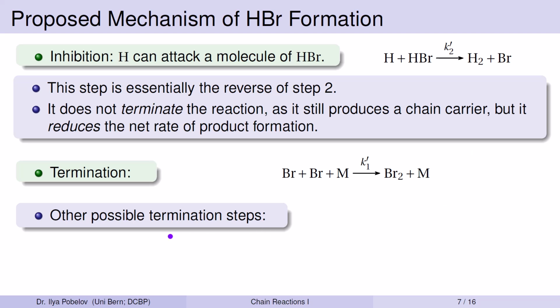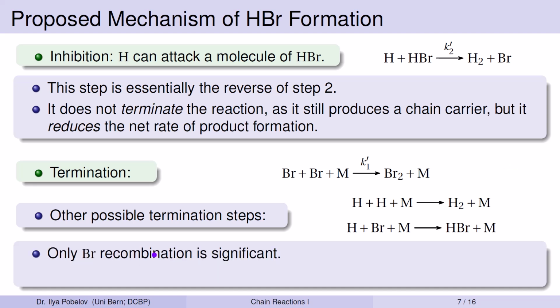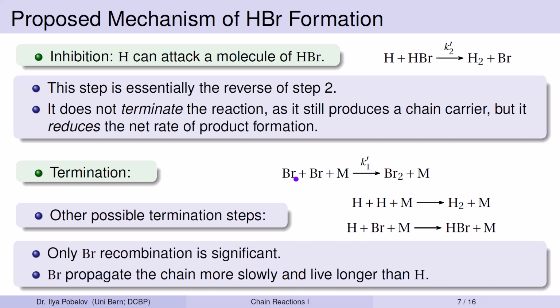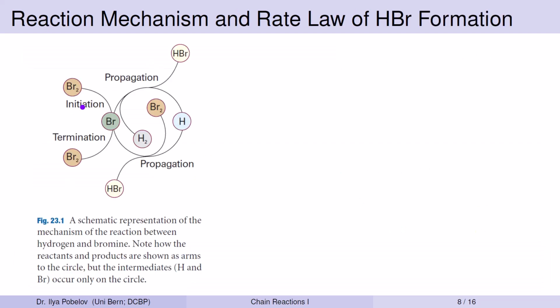Other possible termination steps include the recombination of hydrogen radicals to form a hydrogen molecule and combination of hydrogen and bromine radicals. However, only bromine radical recombination is significant because bromine radicals propagate the chain more slowly and live longer than hydrogen radicals. This figure illustrates the mechanism of the reaction between hydrogen and bromine, excluding the inhibition step.